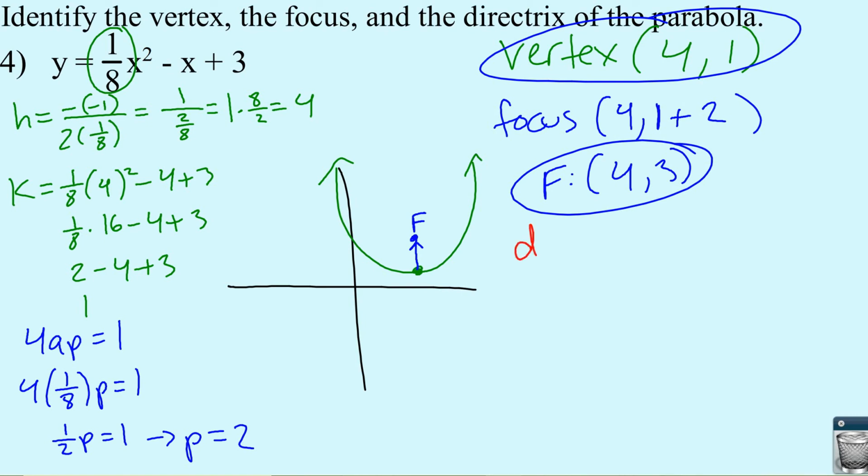Now I get my directrix. So that's y equals, because it's a horizontal line, we're going to go down and get a line that looks like this. And we're going to go down that distance of p. So you take your original vertex y value, so you started at that 1, and we go down, so we're going to subtract our p value. Okay, so our directrix is y equals -2.